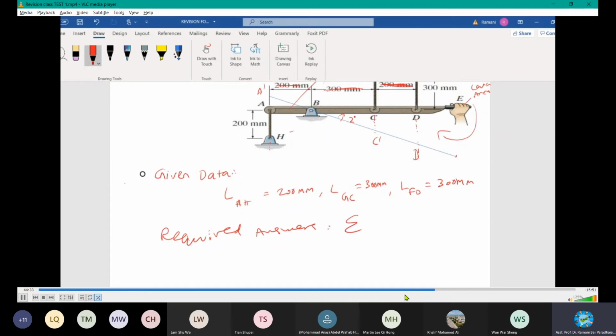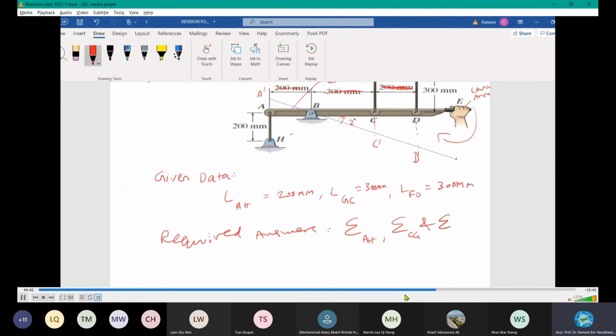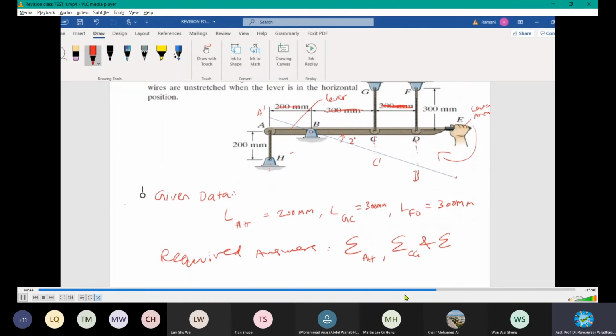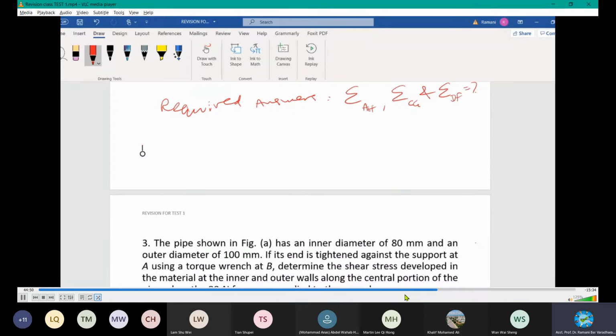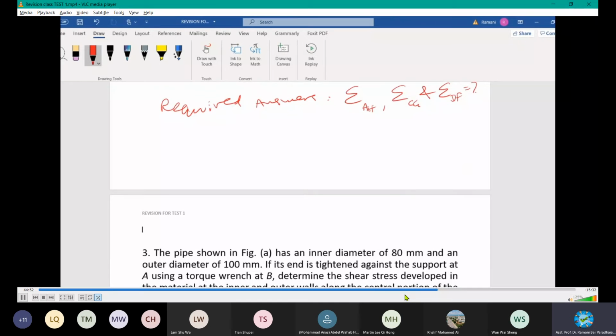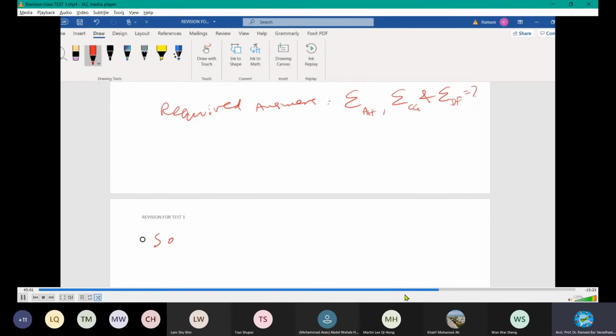I mark the strain values. Strain at AH, strain at CG and strain at DF. Okay, these are the values asked. Let's calculate one by one. Start from here. Solution.